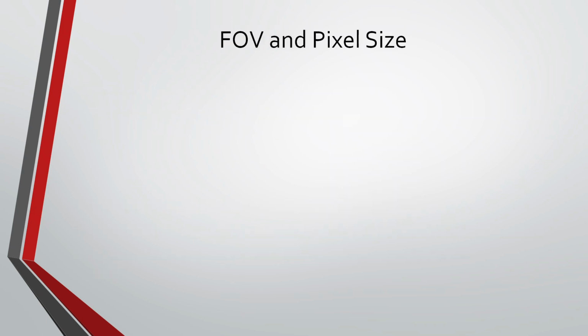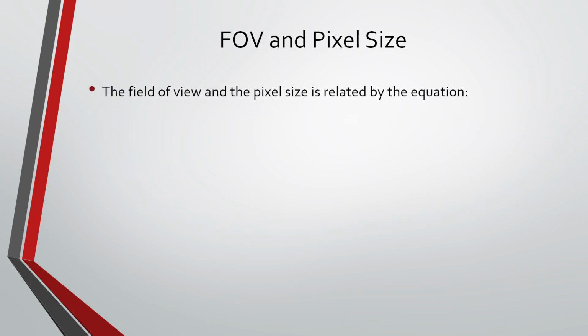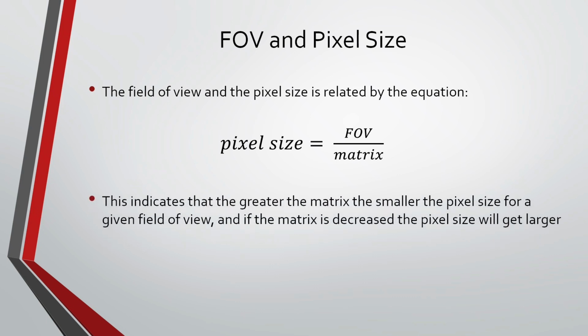So now that we've introduced the concept of field of view and pixel size, what they are, we'll talk about the relationship between them. The field of view and the pixel size are related by the equation pixel size equals field of view divided by matrix. This equation indicates that as the matrix gets larger, as it becomes a greater number, the pixel size will get smaller if the field of view stays the same. It also says that if the matrix is decreased, the pixel size will get larger.